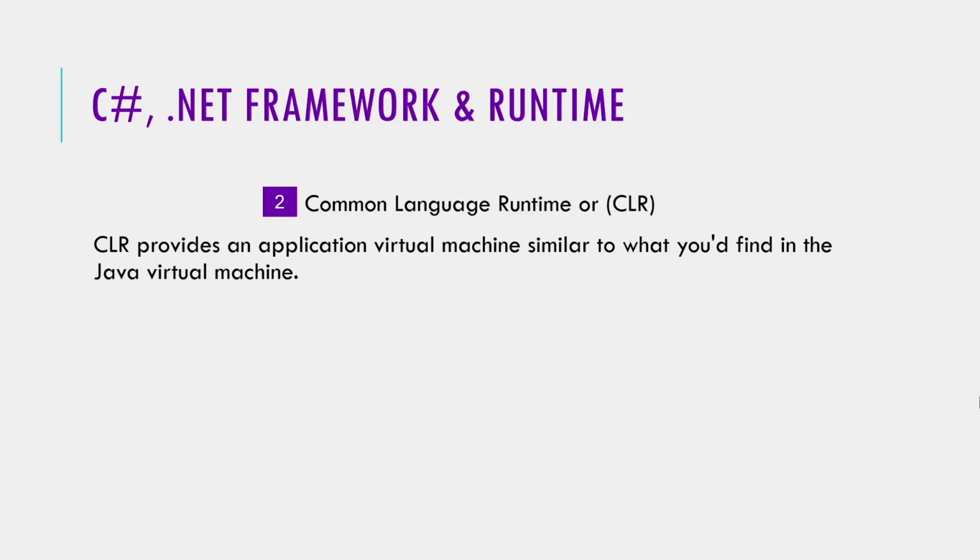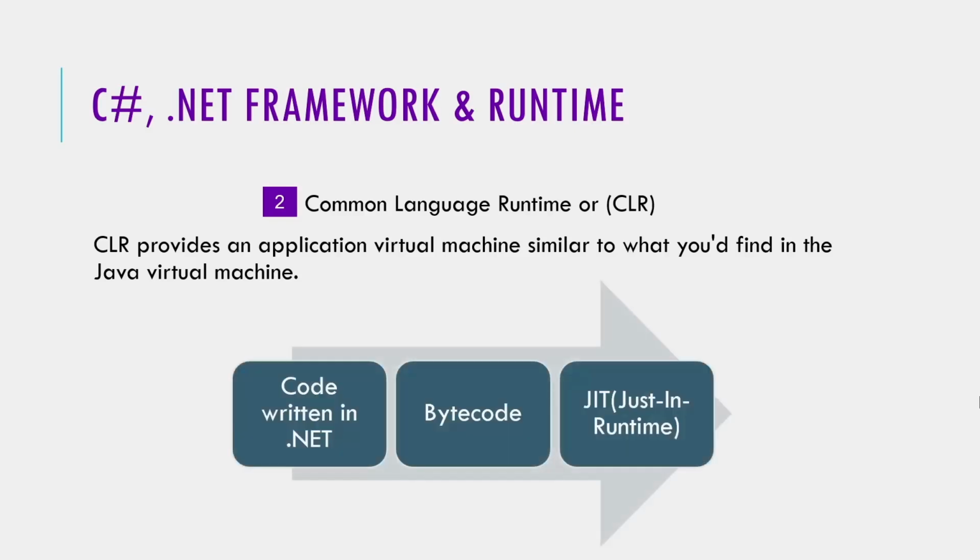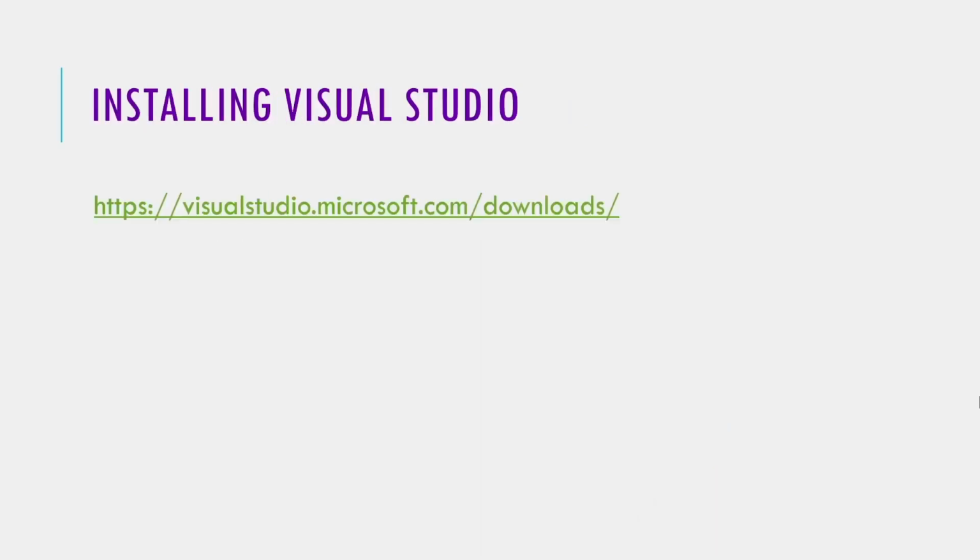The code written in .NET languages is not compiled to machine code. It is instead compiled to an intermediary format called bytecode. The bytecode is then compiled at runtime on the platform where it is executed by the CLR in a process called just-in-time or JIT compilation.